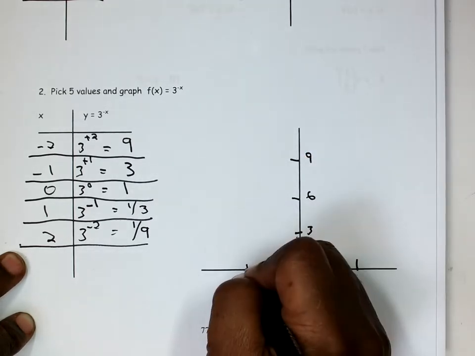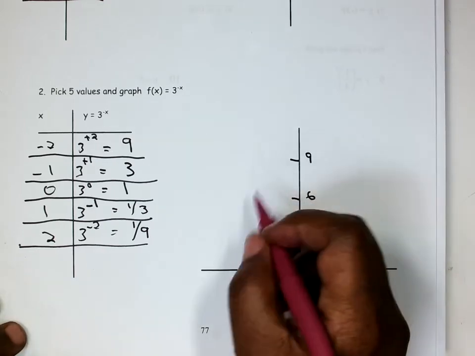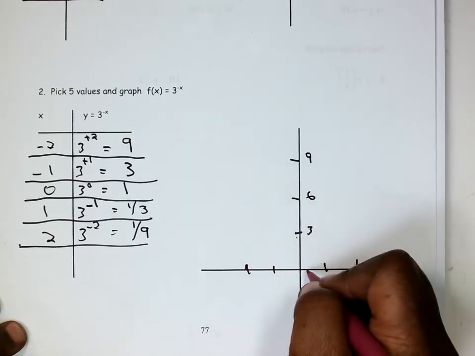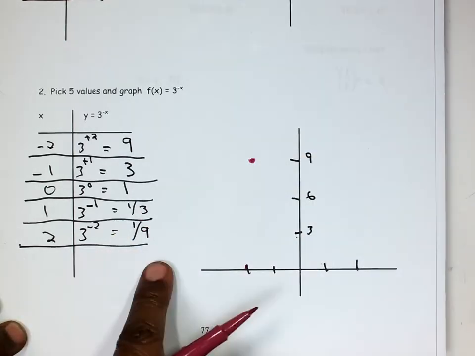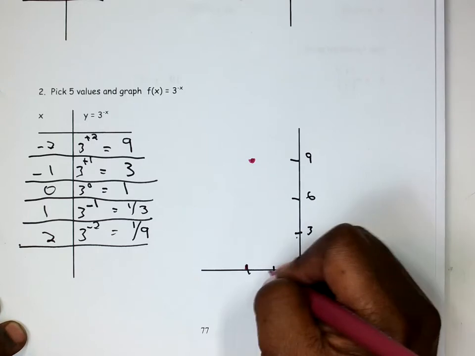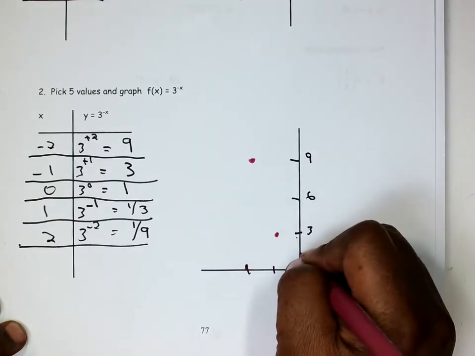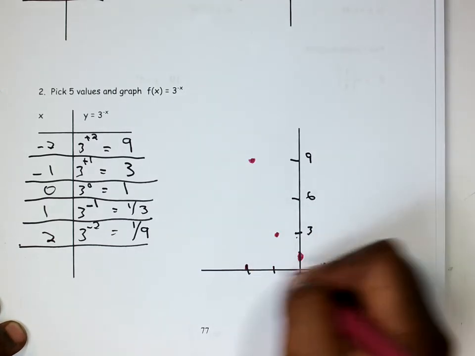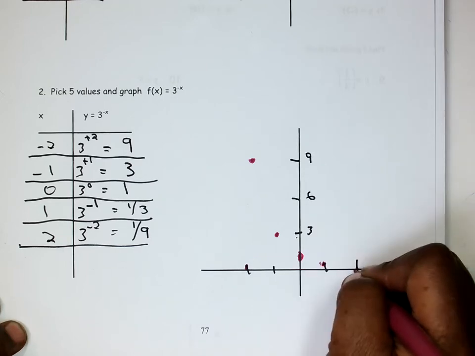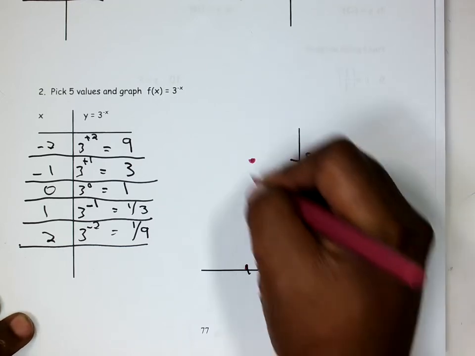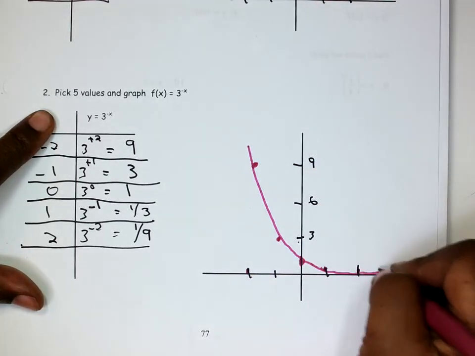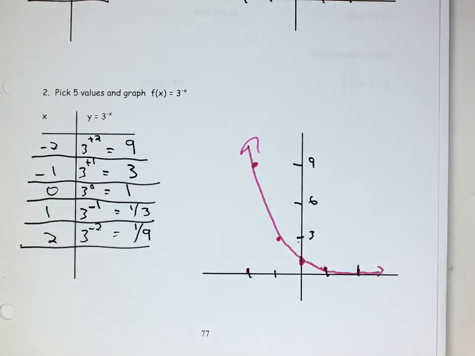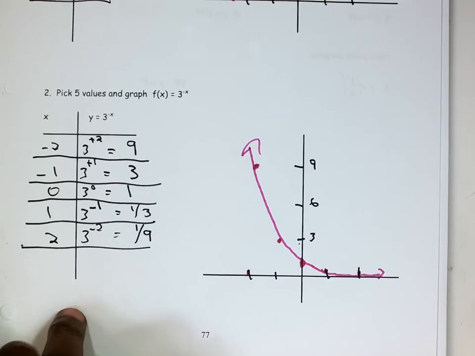So negative 2, 9. I'm looking down here instead of up here. Negative 1, 3. 0, 1. 1 is at 1/3. And 2 is at 1/9. So again, domain is all real numbers, and the range is greater than 0.